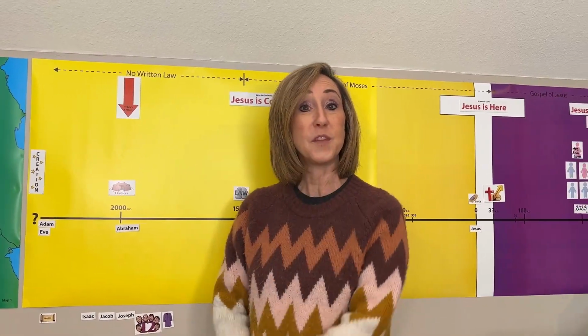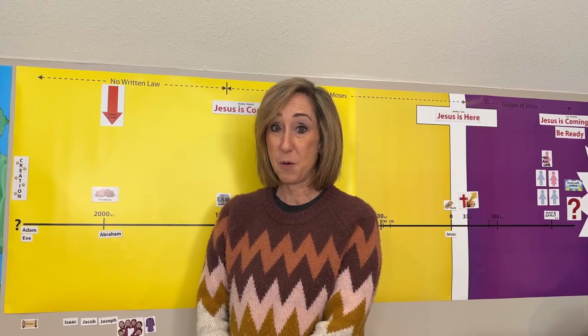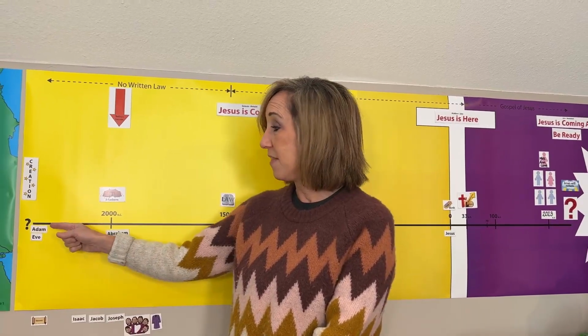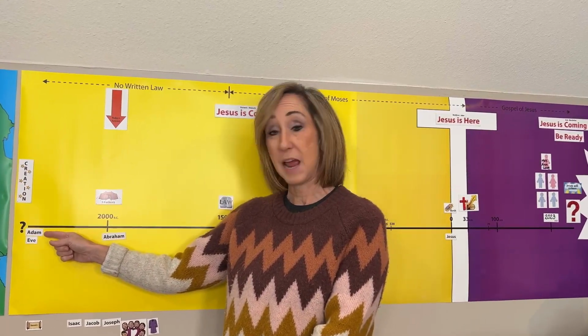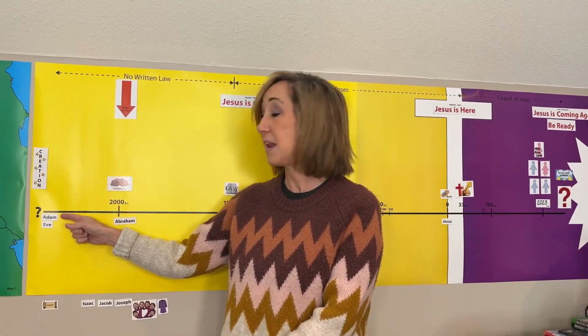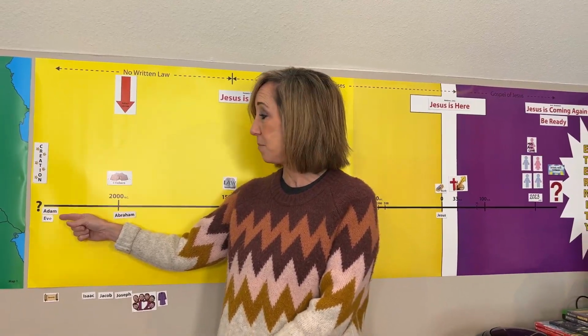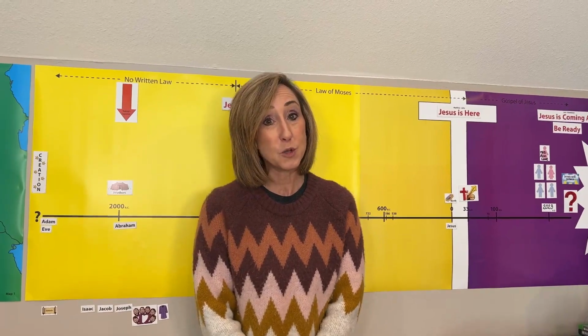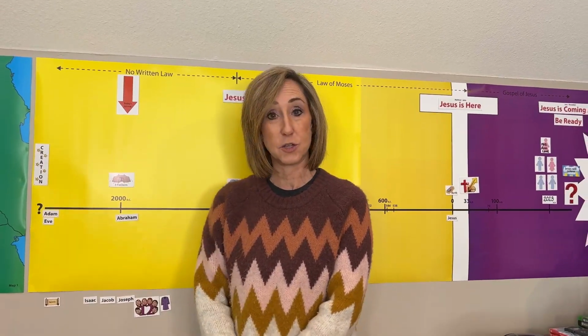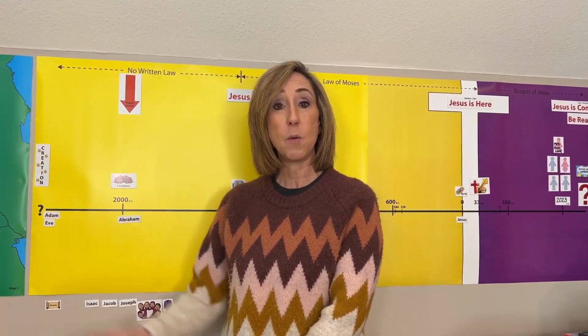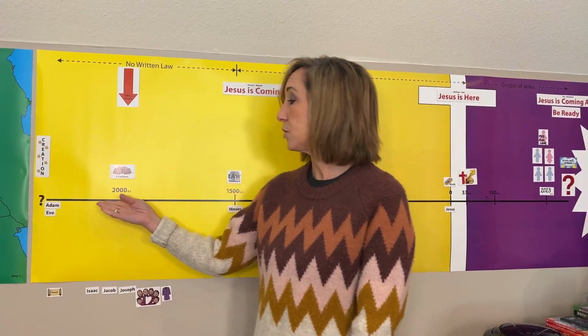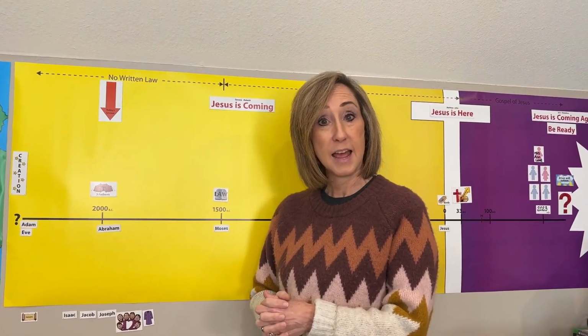But we do put the names of the first two people. Do you know who they are? The man that God made on day 6 was named Adam. And then he made him a helper, a woman named Eve. And those are the first two people. So they're down here with creation. Then, as we go along, we come to our story today.